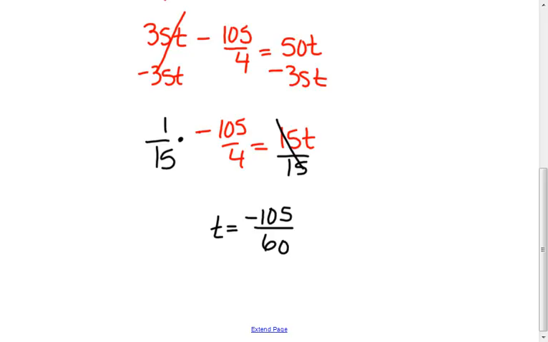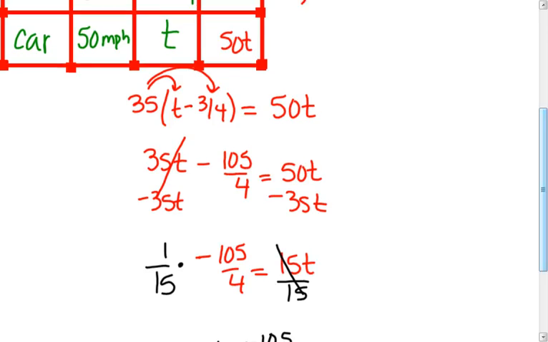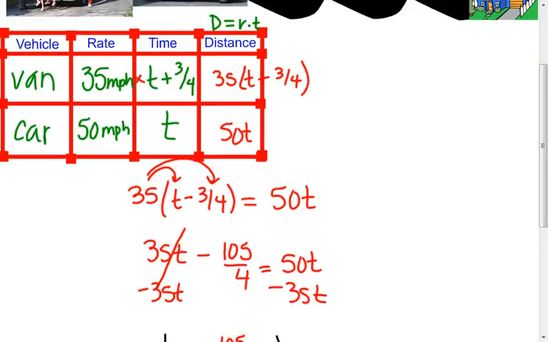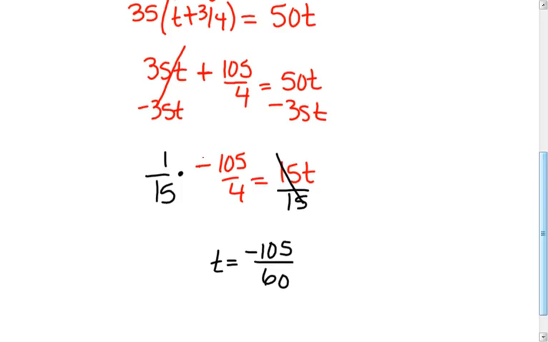And something is not right. Oops, that's because when I did this up here, guess what I did? This should be a plus right here. T plus 3/4. You guys probably caught that well before I did. Plus right there. And so then this is positive 105 divided by 60. Sorry about that.